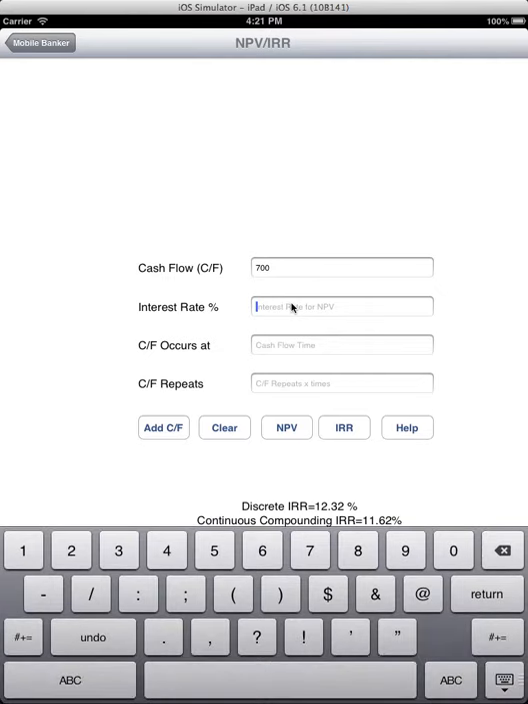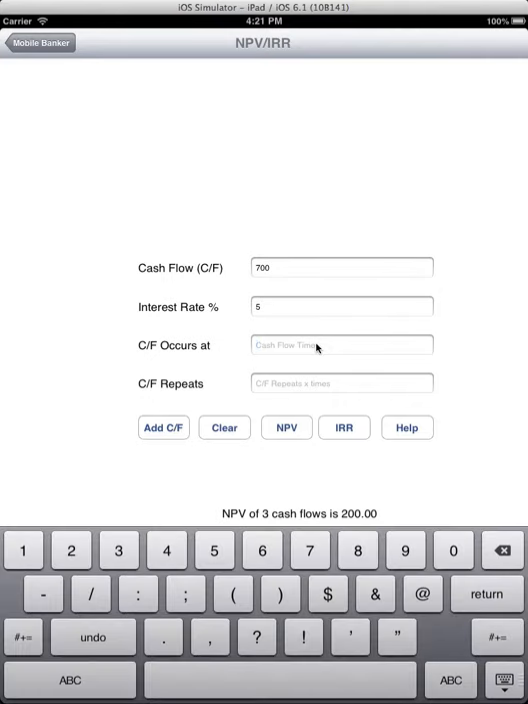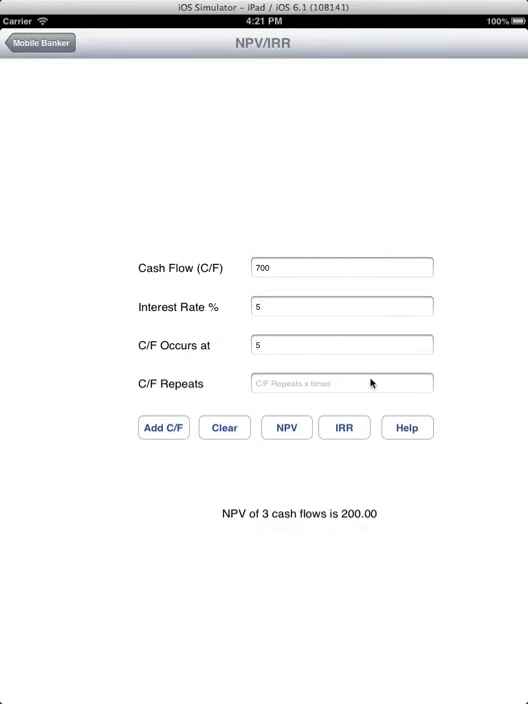Let us see, we want to calculate the NPV at 5% discount. So that gives us the net present value. Here the cash flow can occur at any time, any odd period, even period, and cash flow can also repeat. Say at the fifth period cash flow starts, it repeats 5 times. So we want to calculate the NPV. So you added that. So this is the NPV and this is the IRR of the cash flow.